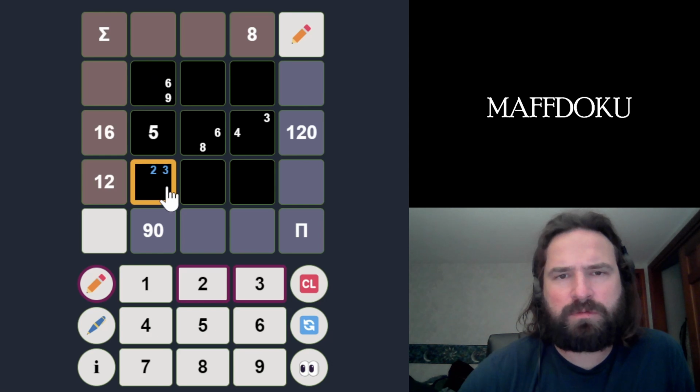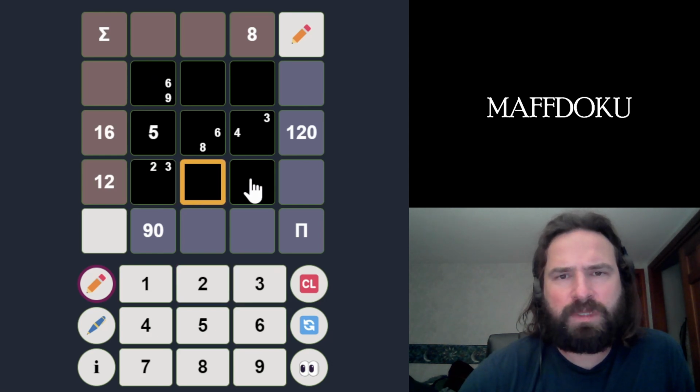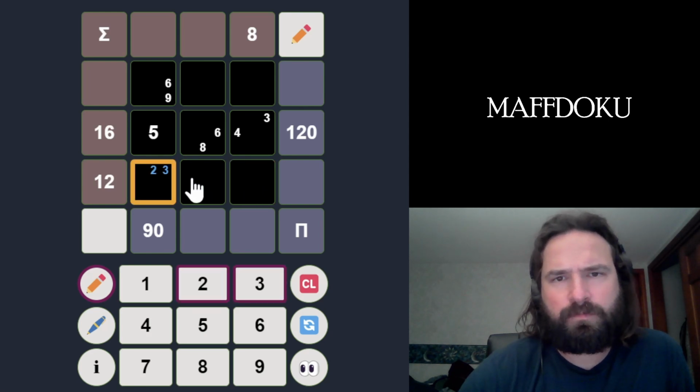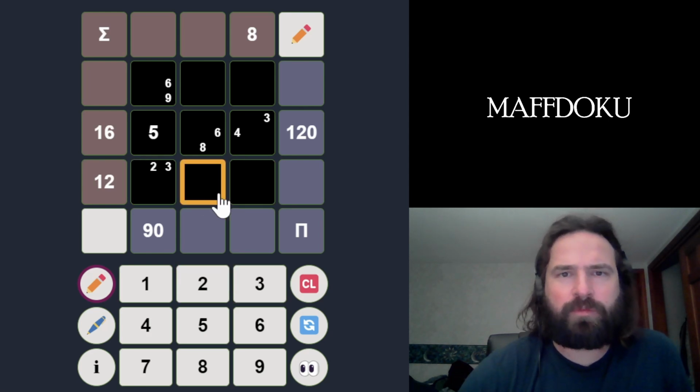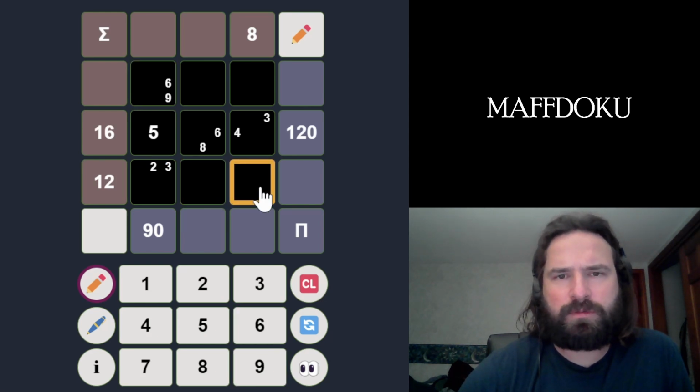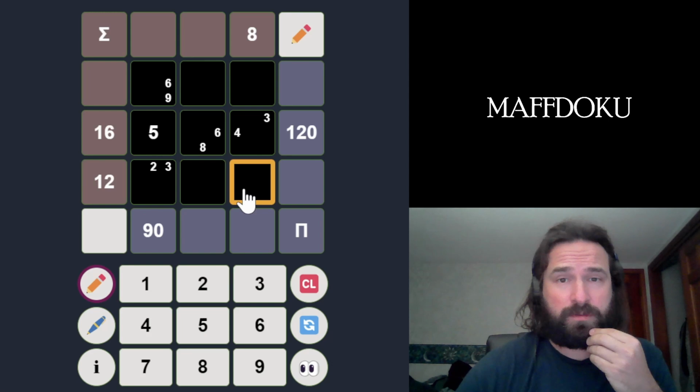Could it be a 2? I have to disprove that this could be a 2. 2 and 10. It feels like the 2 is going to work. I don't even want to go through all the options. 2, 9, 1. And this is a 9. That doesn't work. 2, 8, 2 doesn't work. 2, 7, 3 does work.